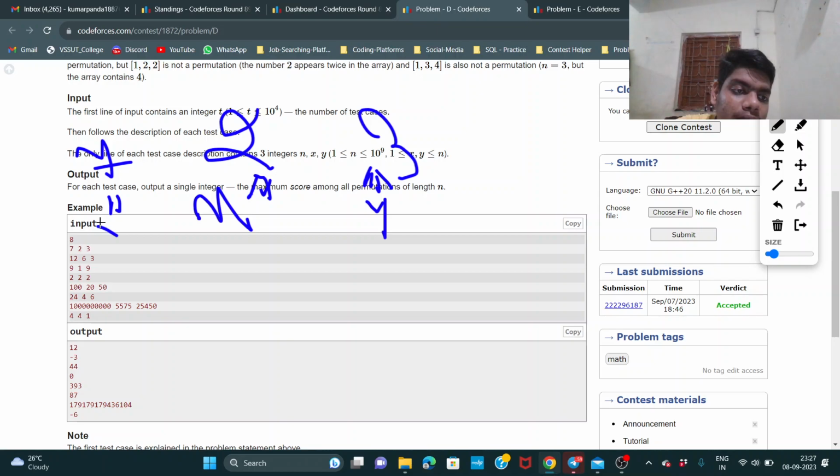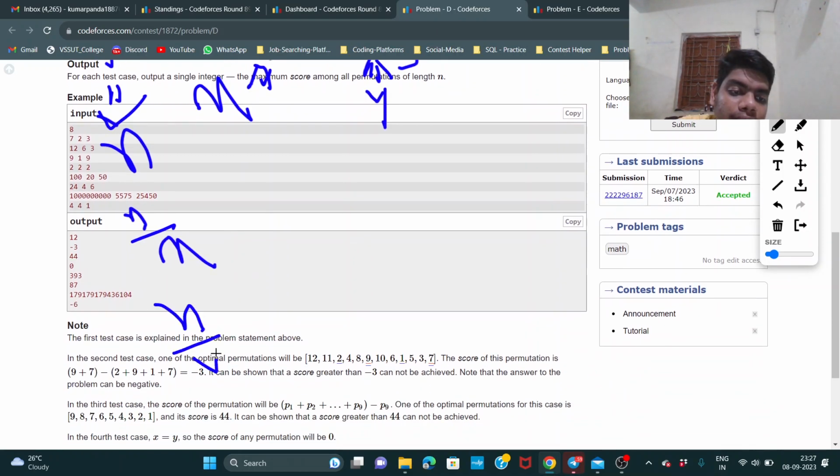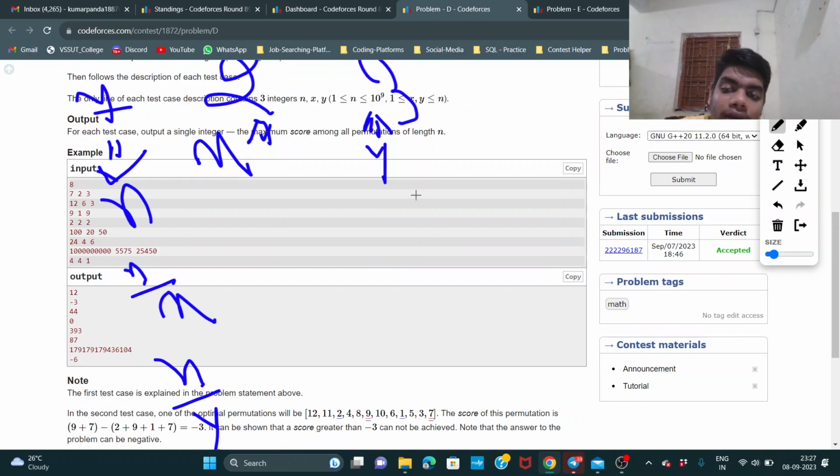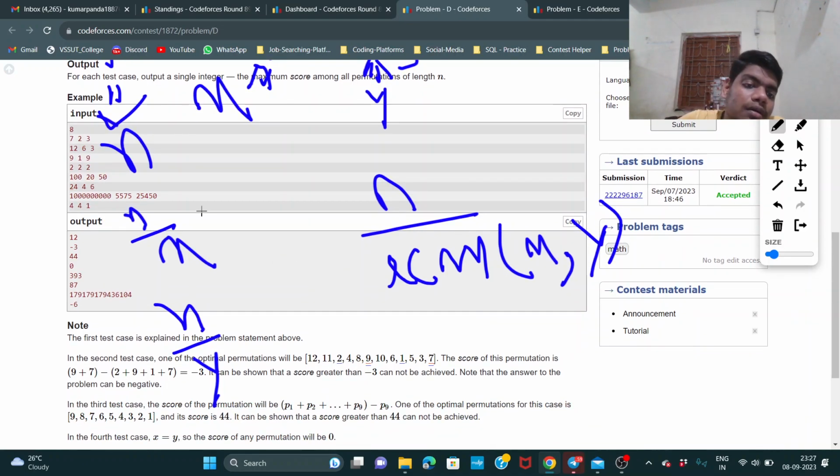This is the 7, this is the n value. Just find n by x, and this is n by y, and that common number is n by LCM of x comma y. Okay, after finding this number, let's suppose this number is a, and this number is b.